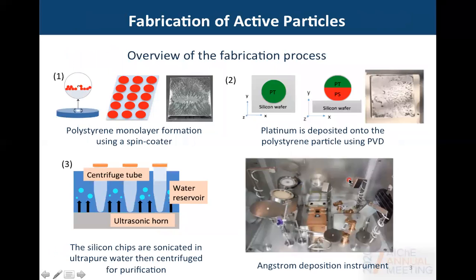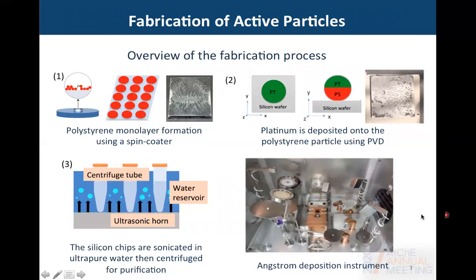So beginning with the Janus particle fabrication, first we form monolayers of polystyrene spheres that are dispersed onto silicon wafers via spin coating technology. Then the wafers undergo physical vapor deposition, which allows for depositing platinum onto those particles. And the third and final step involves retrieval of the Janus particles, which is done by sonication and washing of the suspension. And lastly, the particles are redispersed into ultra-pure water.